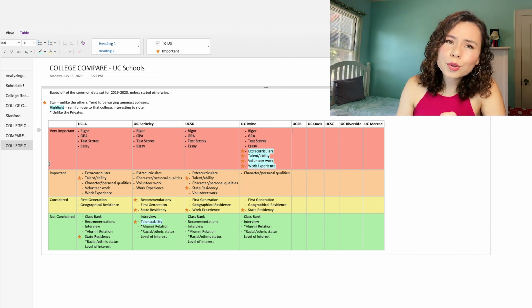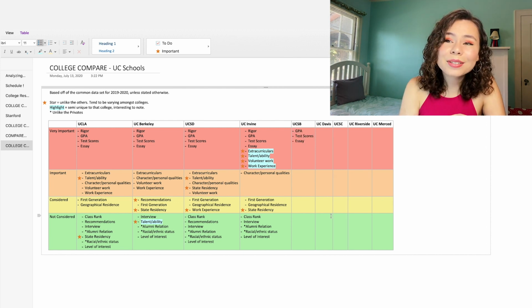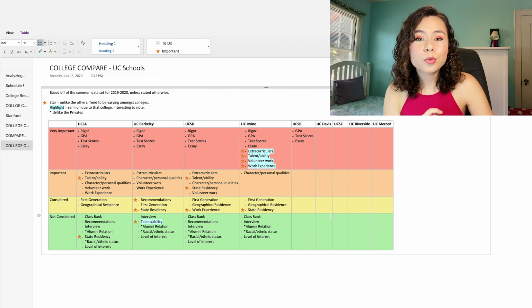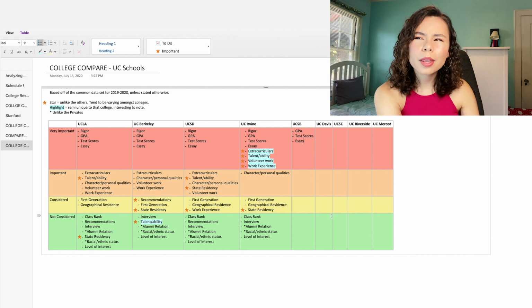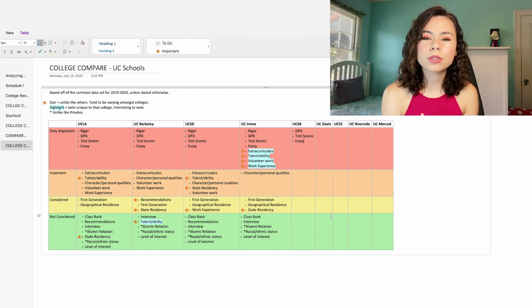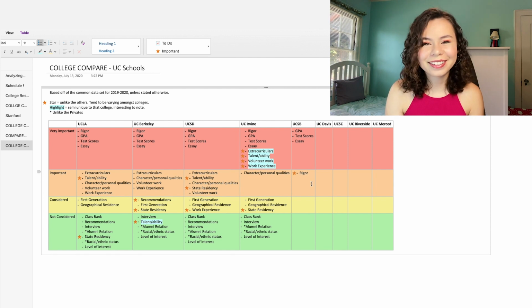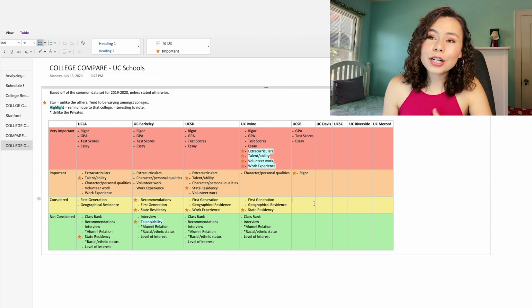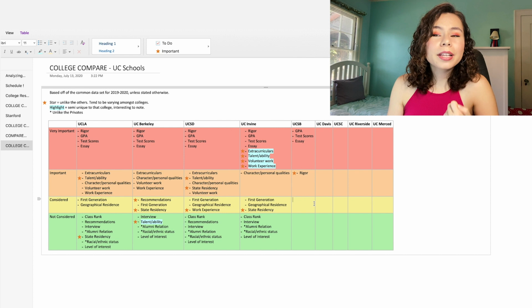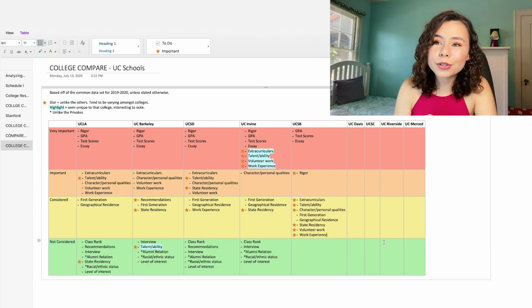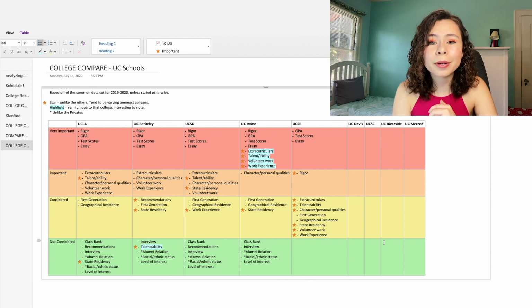For very important, we have GPA, test scores, and essay. They didn't include rigor on this one. Rigor, by the way, means the rigorous courses that you took in high school. And then for important, we have rigor. Okay, there it is. Now for considered, the things that they consider in your application are extracurriculars, talent or ability, character or personal qualities, first generation, geographical residence, state residency, volunteer work, and work experience.